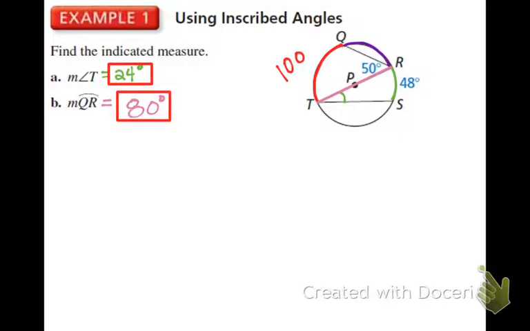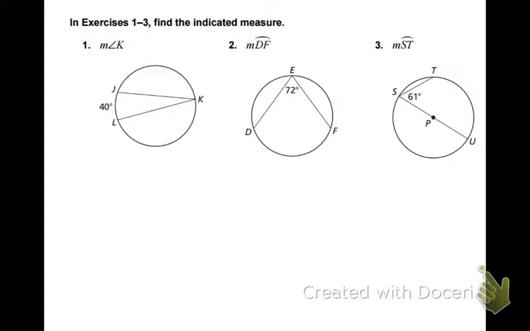All right, we're going to do these three. Find the measure of angle K. Angle K corresponds with the arc of JL. The angle is half of the arc. So what's the measure of angle K? 20.